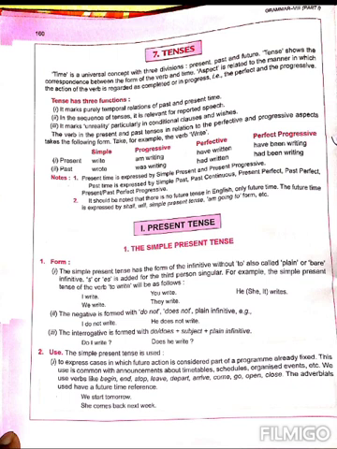The simple present tense is used to express cases in which a future action is considered part of a program already fixed. This use is common with announcements about timetables, schedules, organized events, etc. We use verbs like begin, end, stop, leave, depart, arrive, come, go, open, close. The adverbial used has a future time reference. Examples are we start tomorrow, she comes back next week.